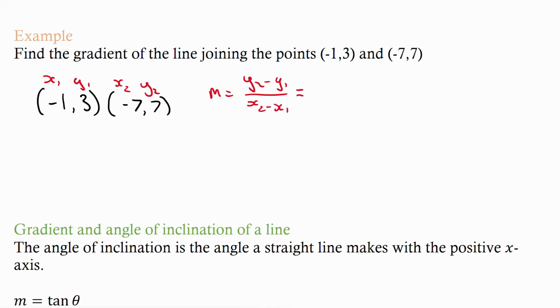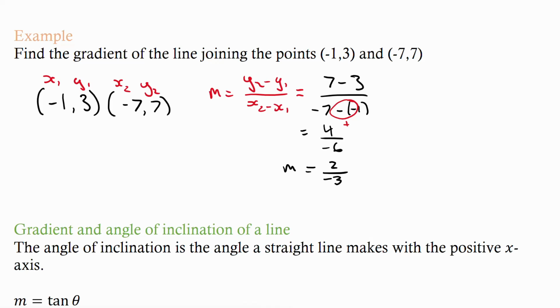So all I do now is substitute those in. My y2 is 7, so we have 7 take away y1, which is 3, over x2, which is -7, take away x1, which is -1. So what we get here is 7 take away 3, which becomes 4. Then we have -7 take away -1, so that becomes a positive. So we have -7 plus 1, so -6. And then simplify where we can, so 2 over -3, or -2 over 3. So that would be your gradient.